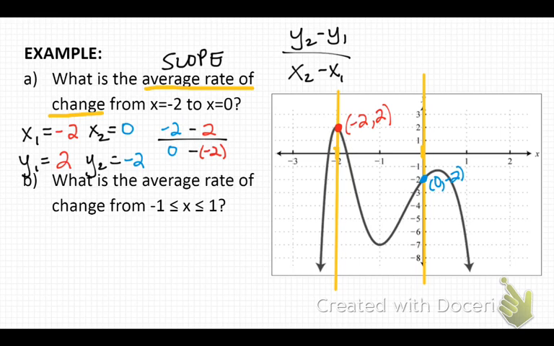Okay, to solve it, what is -2 minus 2? -4. Okay, and what is 0 minus -2? That is going to be a +2. And what is -4 divided by 2? That's going to be a -2. So that means my answer is -2. So that means my slope is -2.